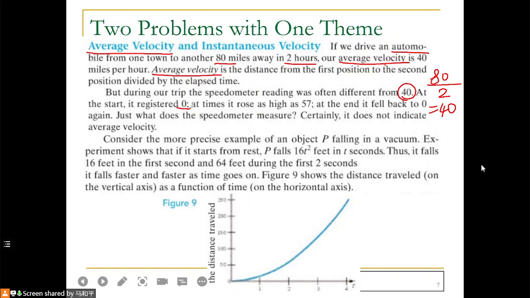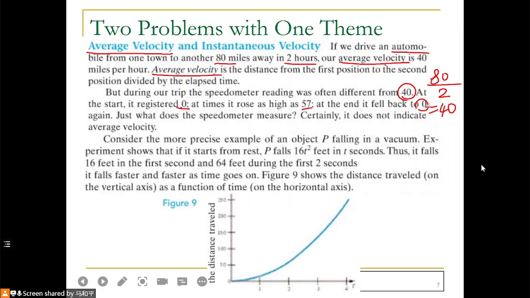And it shows, say, 57. And then at the end, you also stop. You have gone to the second position, so it fell back to 0 again. The speed at the beginning is 0 and at the end is also 0. And that is what the speedometer measures. Certainly we know it's not the average velocity.